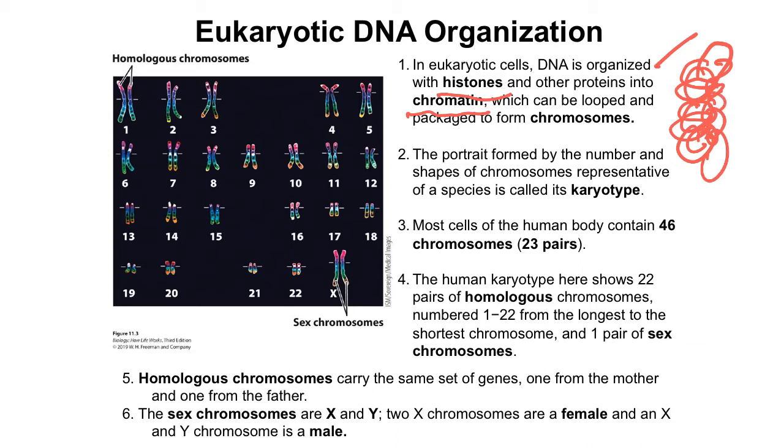pack itself even more into multiple layers or degrees of compaction to form what we call chromosomes, which then become visible under the microscope when you use some special stain. And so here what we have in this figure is actually a stain of all the different types of chromosomes that you find in humans, okay?